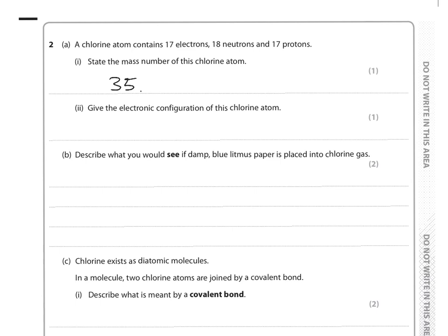Give the electronic configuration of this chlorine atom. Well, it contains 17 electrons. The rule for the electrons is 2, 8, 8. And if you make 17, you've got 2, 8, and it's got 7 electrons in its outer shell. I think the problem there is knowing what the word electronic configuration means. That means give the number of electrons in the 2, 8, 8 format.